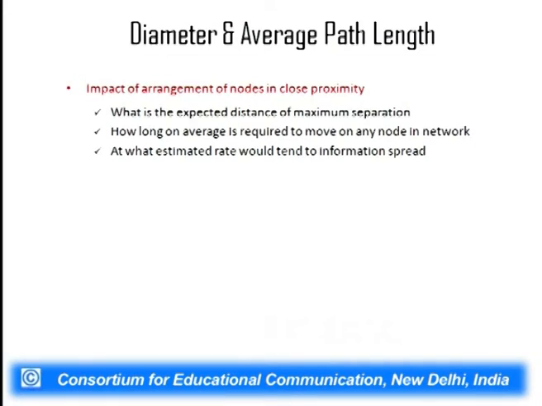The diameter of a graph is very important. It often helps you to answer certain questions. Let's frame the questions. What is the expected distance of maximum separation? Okay, this can be one way. Other can be how long on average is required to move from any node to any other node in the network, or at what estimated rate the information would likely get spread in the network.